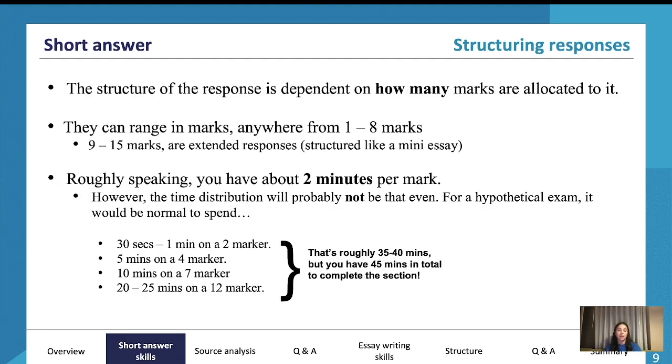Let's first talk about structure, because the structure of the response is dependent on how many marks are allocated to it. So they can range in marks anywhere from 1 to 8 marks.